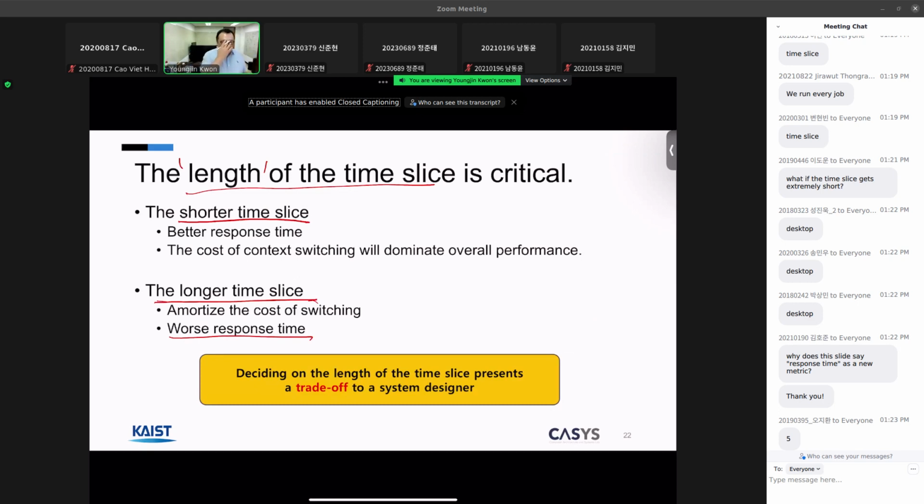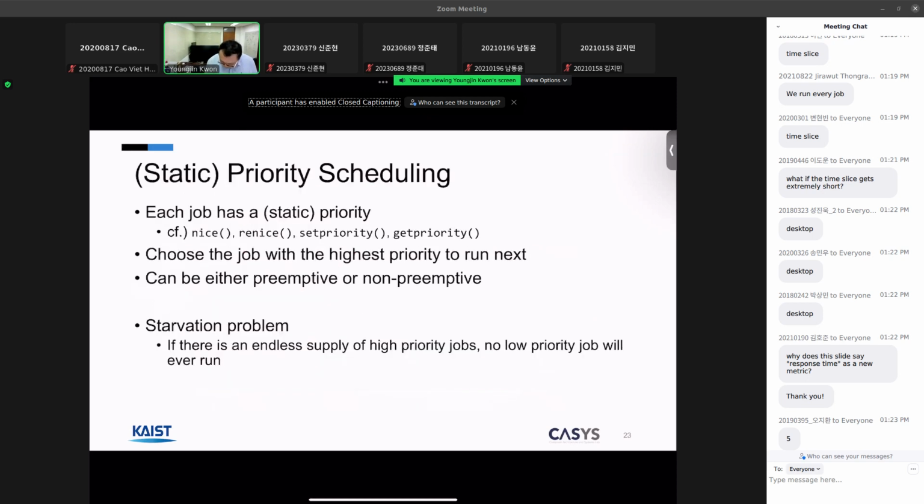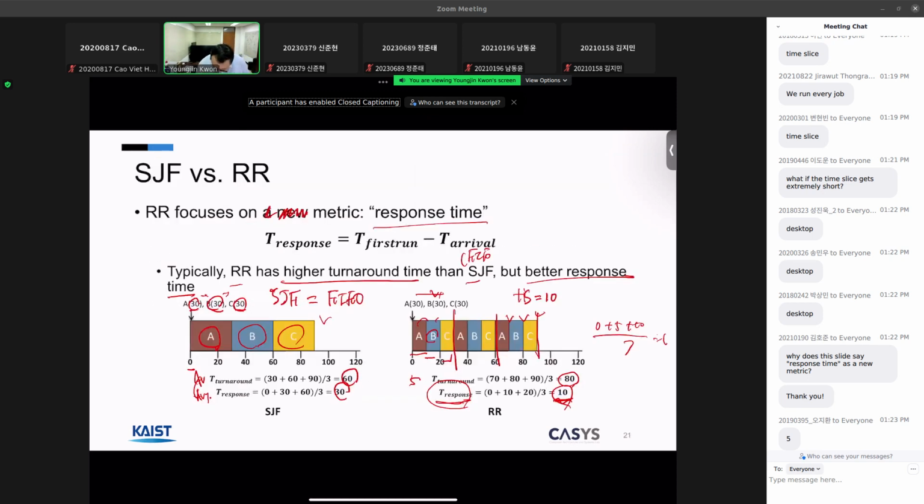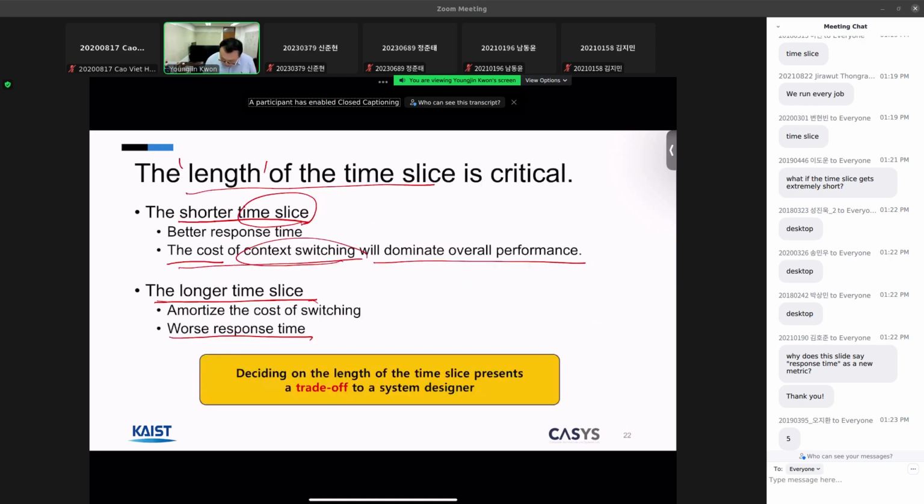But if the time slice is shorter, the cost of context switch happens here and here. So a shorter time slice means more context switches, which dominate overall performance. So the context switch overheads get higher. A longer time slice amortizes the context switch cost over the longer time slice. So there is much less overhead from the context switch, but it costs a long response time.